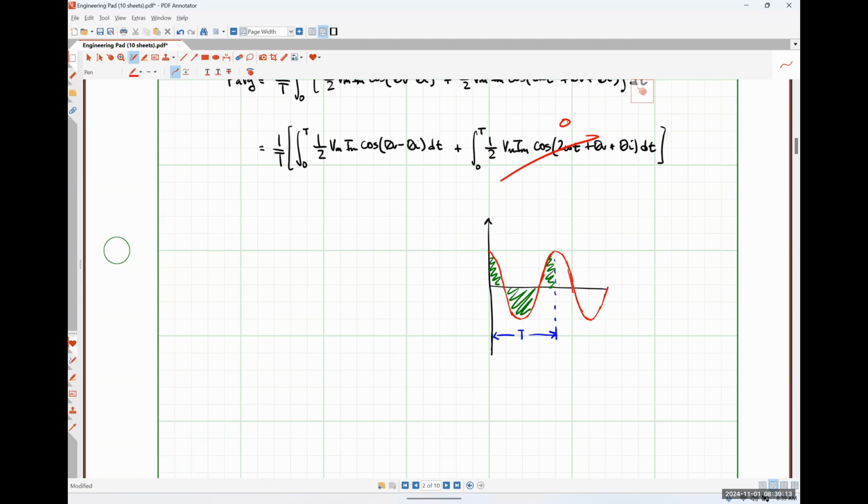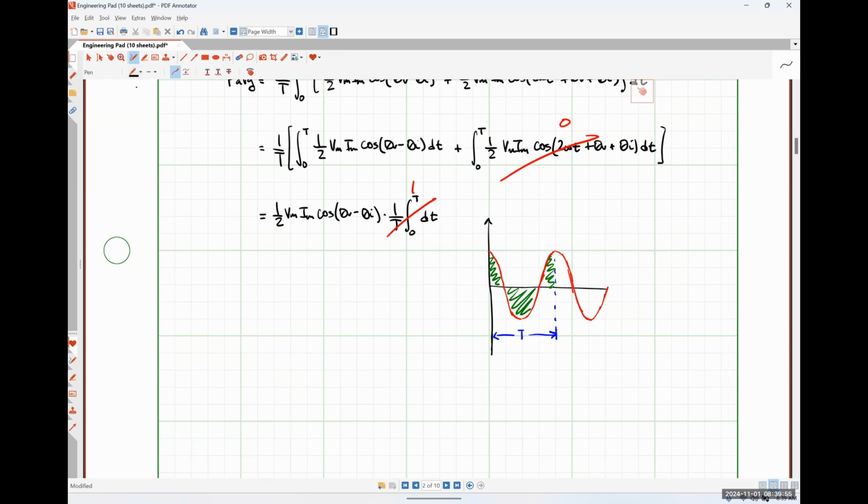Literally all of that is a constant. We've already discussed it before. So I can pull all of that outside of the integration. So I would be left with 1/2 Vm Im cosine theta v minus theta I times a factor of 1 over T multiplied by the integral from 0 to T of dt. What's the integral from 0 to T of dt? Capital T. Capital T divided by capital T is just 1. So this business right here just comes out to be 1.